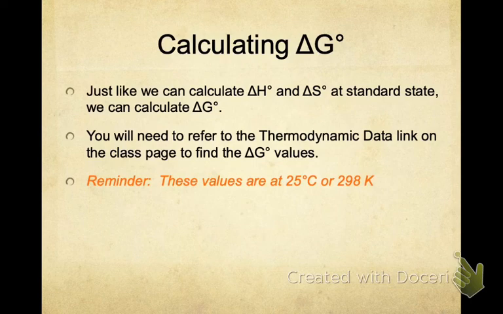And again, you need the thermodynamic data link. It's that blue column that I showed you previously, and you can find that link on the class page for the delta G values. The delta G values are in kilojoules per mole. So the only ones that are joules per K mole are the delta S values. Remember, these values are at 25 degrees C or 298 K. That's the temperature that these experiments were taken at to collect this data. That's why they're standard state.